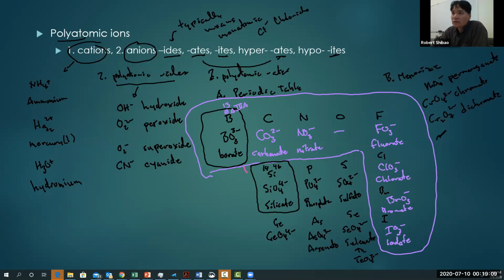Acetate, just go with that. Acetate is C2H3O2-. This is acetate. Or another way of writing this is CH3COO-. This is another way of writing acetate. This is what we call the structural formula, condensed structural formula. This is just the regular formula. So this tells us more information. So we got permanganate, chromate, dichromate, acetate.